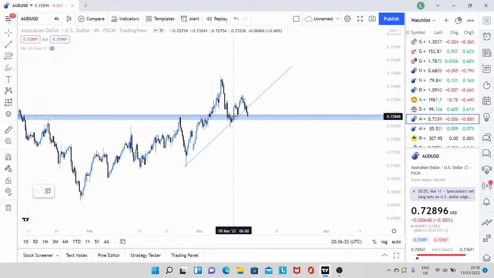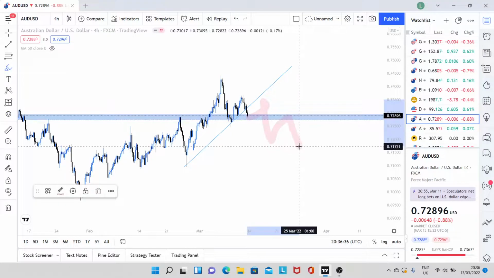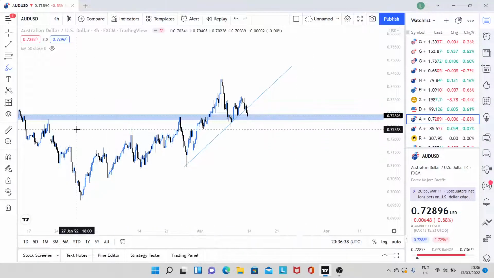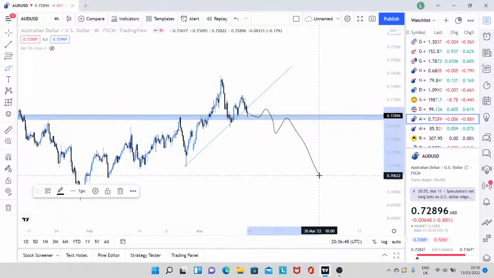So if we break below here, we could see something like this, a retest, a break below, up, test, down. I don't know why I picked the highlighter. I thought I picked the brush. So yeah, something like that. Down, test, push up, below, push down, retest, and then a continuation.